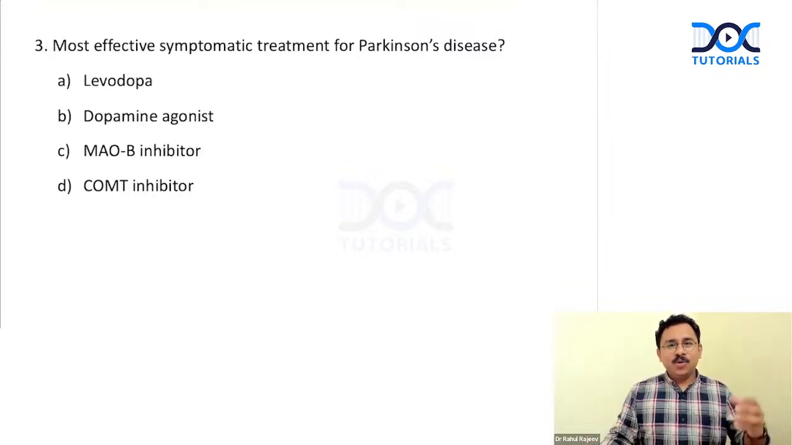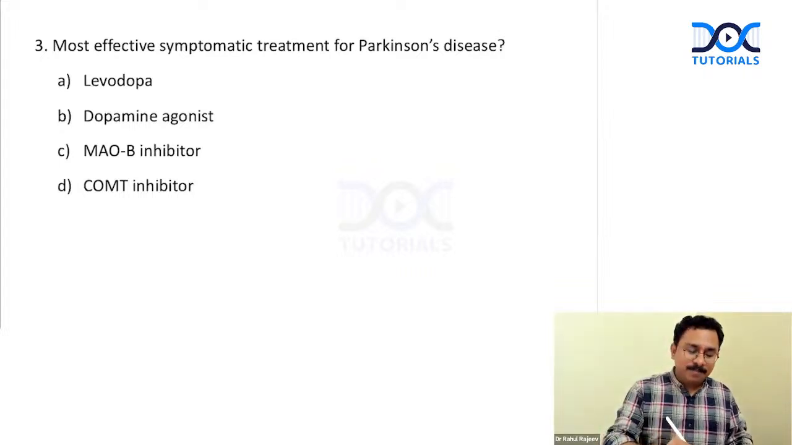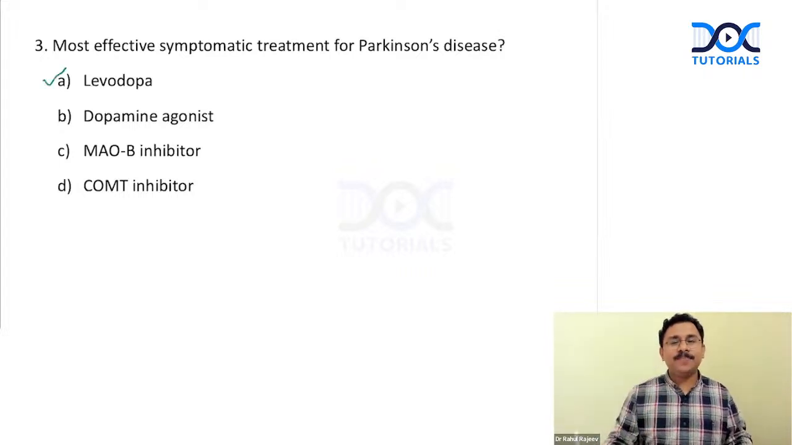Levodopa. You know, ever since levodopa, we have had many drugs which were discovered for the treatment of patients with Parkinson's disease. But till date, the most effective symptomatic treatment remains levodopa. Others are useful, yes, but most effective still remains levodopa. Okay, right. So the answer is option A.